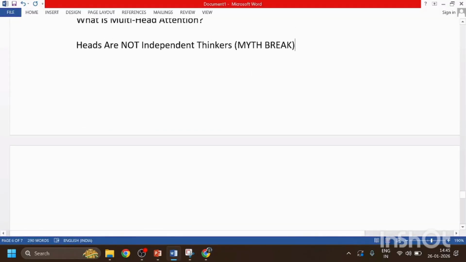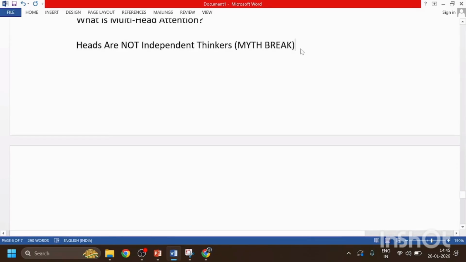Heads are not independent thinkers. Attention heads are not mini brains. They don't reason, they don't vote, they don't debate. They just compute different attention patterns.